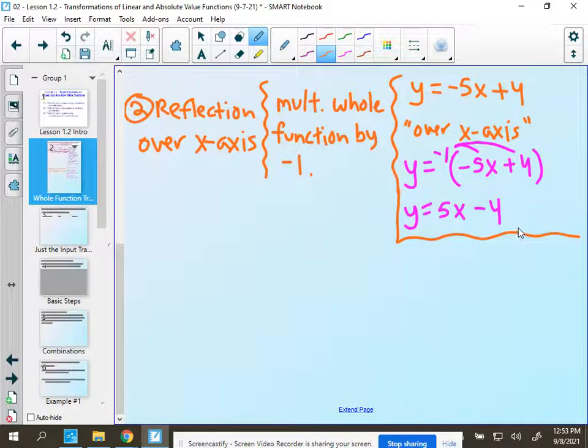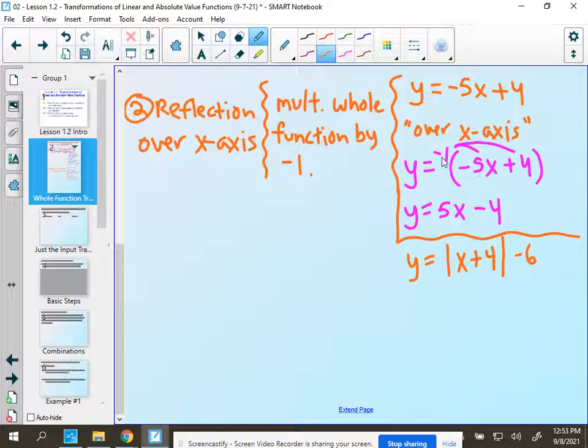So really not that bad, simplify-wise, but it's easy to forget and just go, oh, positive 5x, and forget to change the sign on the -4. Let's see what that looks like. It can be even with the absolute value. There's a little bit of a twist on this one too. So let's say my original function is y equals absolute value of x plus 4 minus 6, whatever. And the direction would be, same deal here.